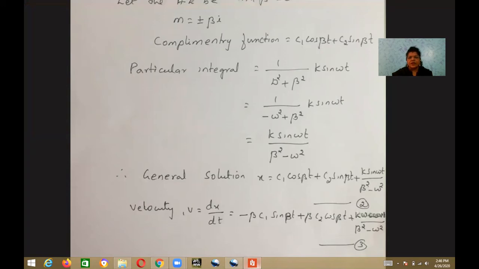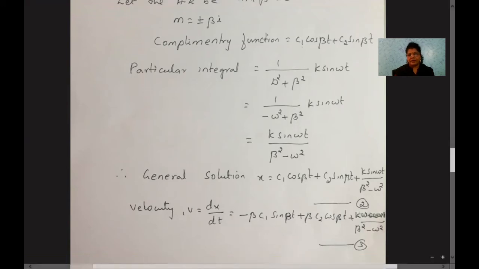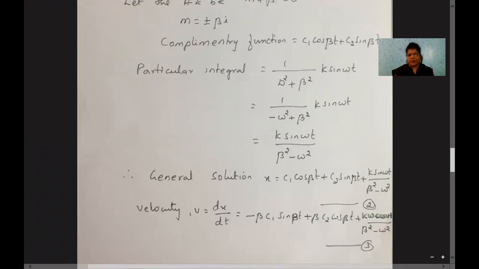Thus we got k into sin wt divided by beta square minus w square. Hence the general solution is x is equal to c1 cos beta t plus c2 sin beta t plus k sine wt divided by beta square minus w square.